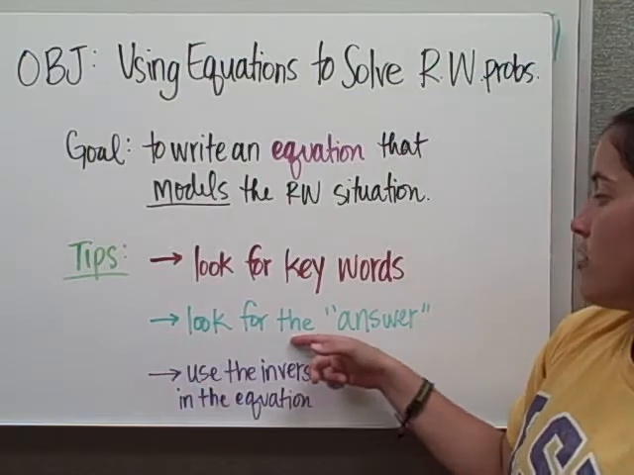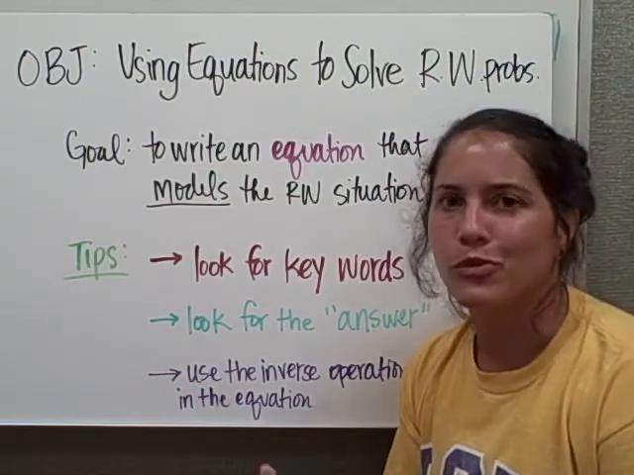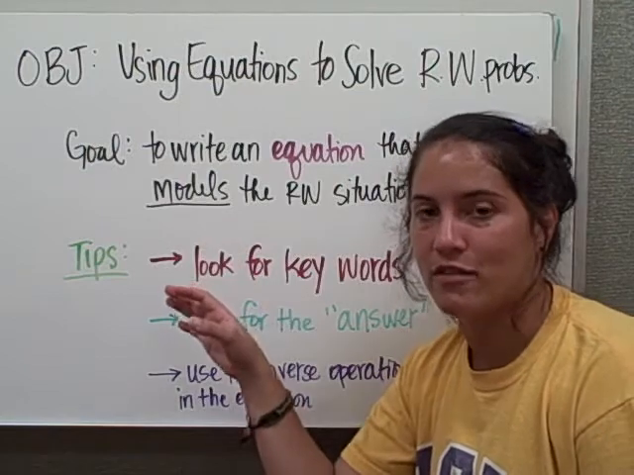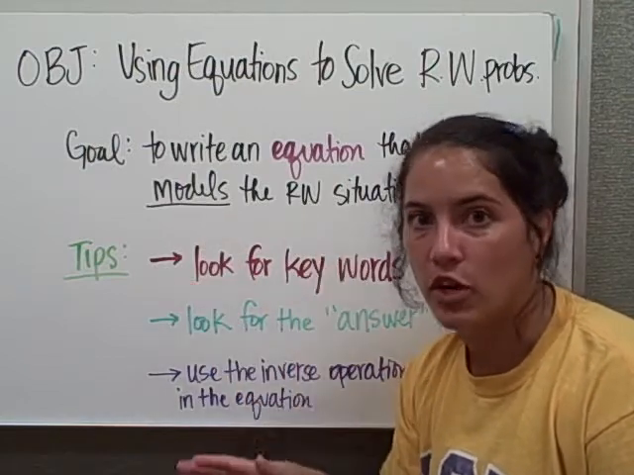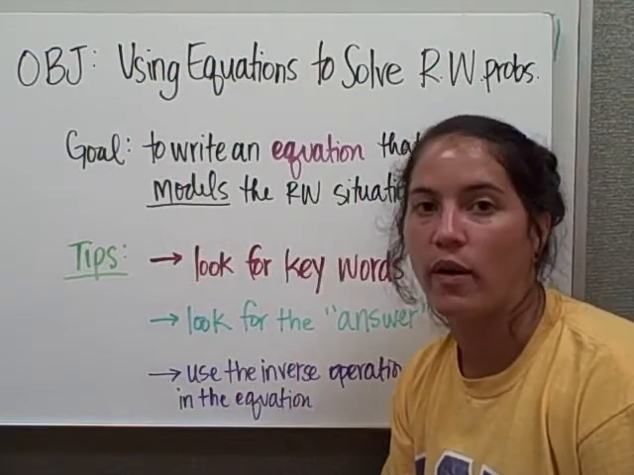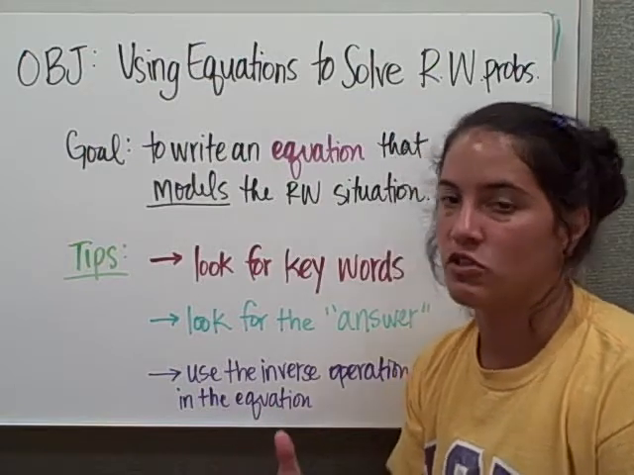The second tip, look for the answer. So in every word problem, there's going to be the answer that's going to be on the other side of the equal sign. And that's like the best starting place to write an equation for a word problem, is to find what that answer is and to start there.